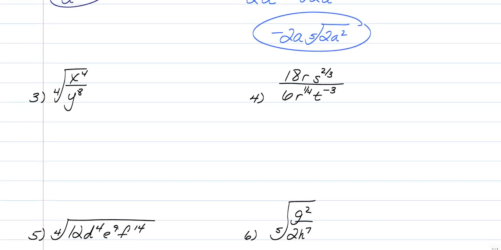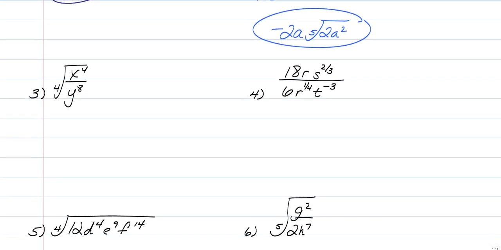Now, some questions only look complicated. So when we take a look at number 3, you're like, oh my gosh, we have a fraction. But look at the exponents on each of them. 4 goes into 4 evenly once. 4 goes into 8 evenly twice. So our answer is just x over y squared. And we're done. So not all of these are designed to be difficult. It's really funny when you look at how some of these questions look so challenging, yet you're done with them in a matter of seconds.